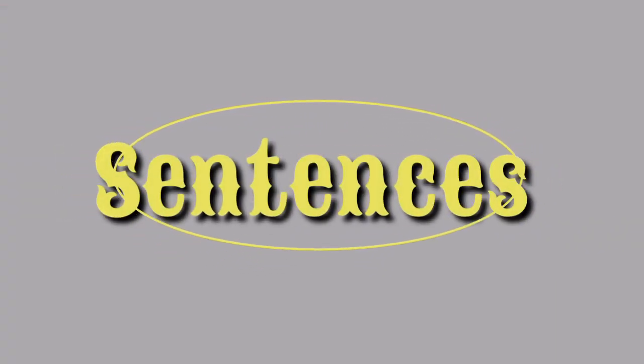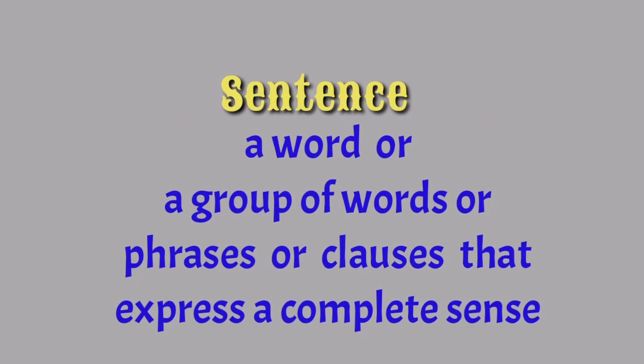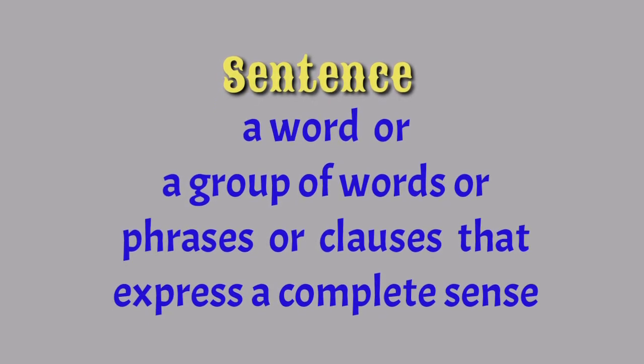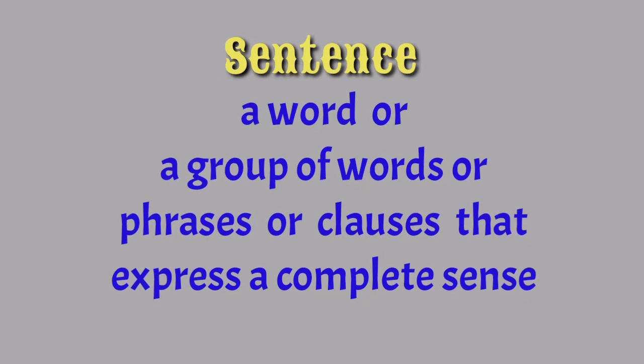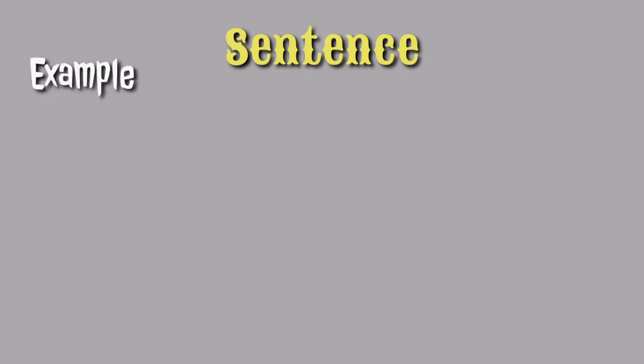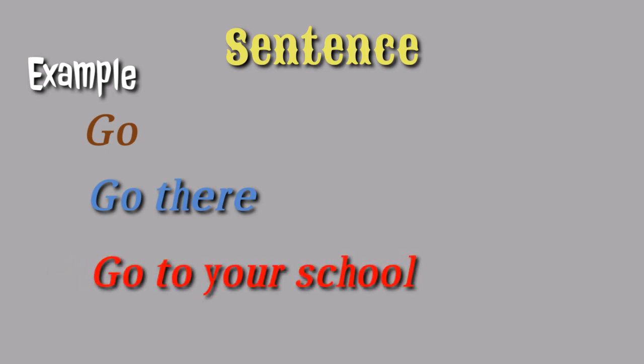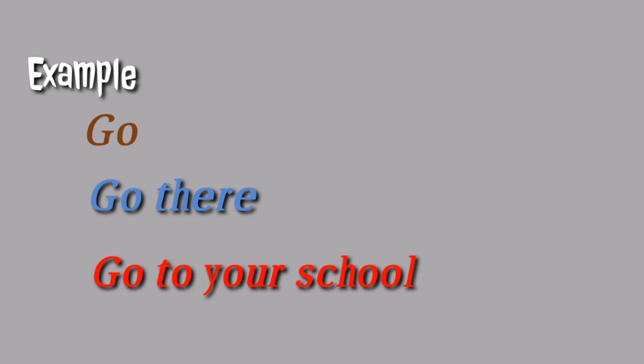Now we've come to the important part of the grammar, that is the sentence. A word or a group of words or the phrase or clauses that express a complete sense. Go, it is one word, but it is also a sentence. Go there, two words. Get to a school, four words. These are all the examples of sentences with one word or two words or more than two words.